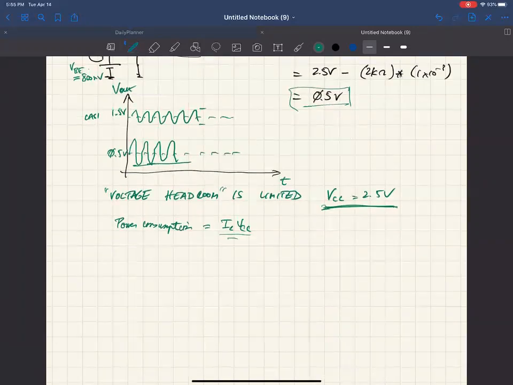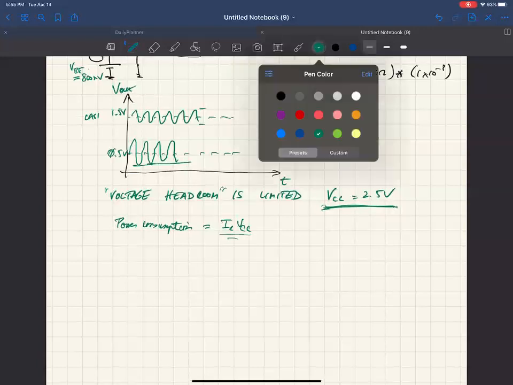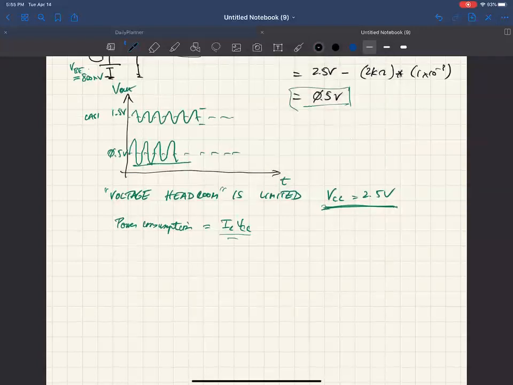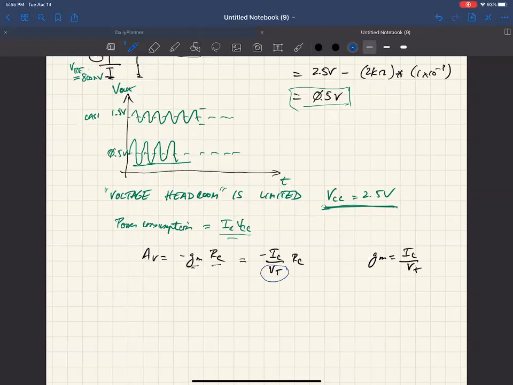And so we have the same problem. Let's say you try to go and say, well, I got my gain as minus GM R sub C. So instead of doubling R sub C, let me double GM. Maybe that will solve my problem. But the way you would do that is because GM is I sub C over V sub T, and V sub T is a constant, the only thing you can do is to double I sub C, or your bias current, to 2 milliamps.